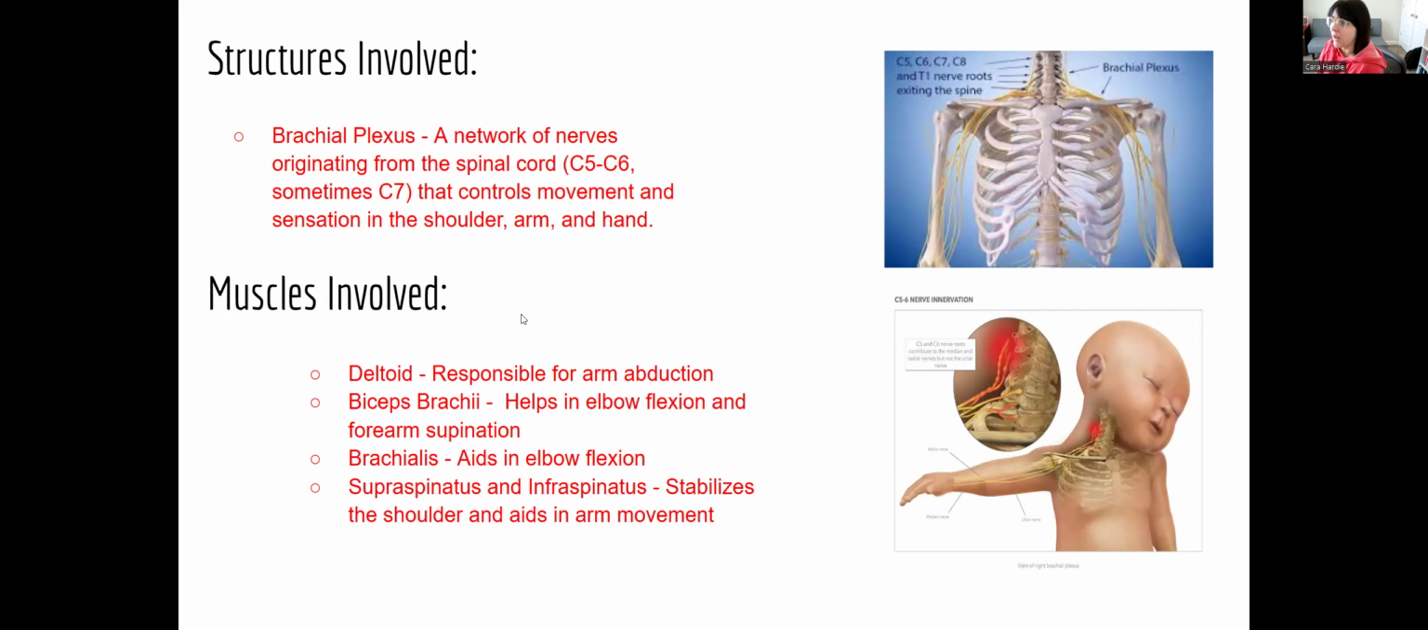So for muscles involved, you're going to have your deltoid, your biceps brachii, your brachialis, your supraspinatus, and your infraspinatus. So your deltoid is just going to be responsible for arm abduction. Your biceps brachii is going to help in elbow flexion and forearm supination. Your brachialis aids in elbow flexion. Your supraspinatus and your infraspinatus stabilize the shoulder and aid in arm movement. So here, and again, we'll talk about this more when we get going, but it just occurs at birth. So infants. So here I thought I did good at highlighting what nerves are affected, so we can kind of see that.